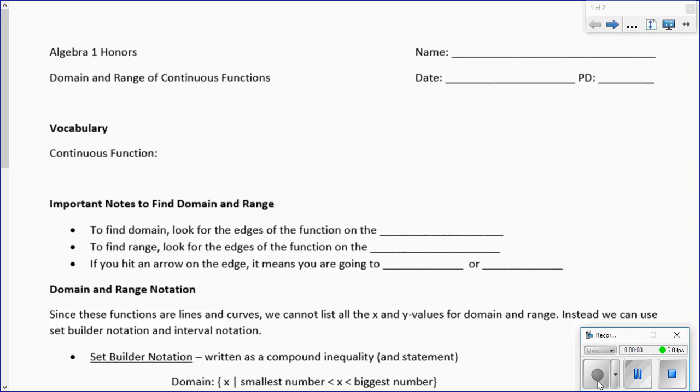Hello everybody, today we're going to go ahead and get started on domain and range of continuous functions. This is day 3 of our unit. Let's just go ahead and get started.